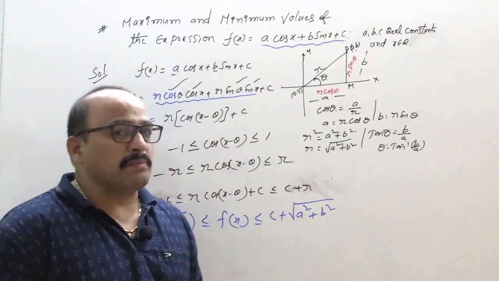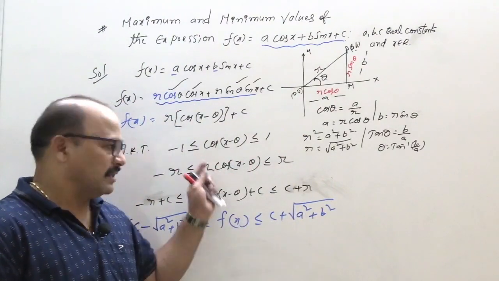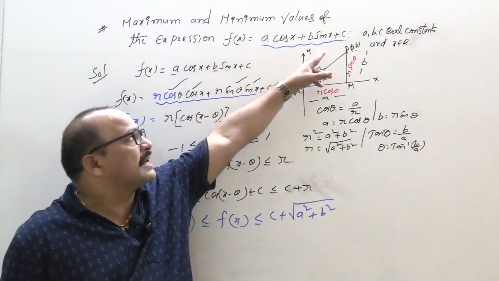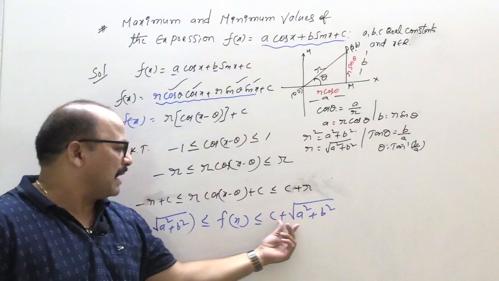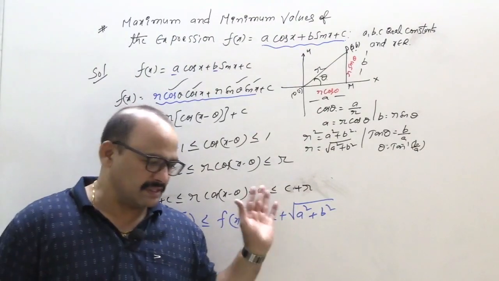Now I will tell you some more concepts. First I will do one problem based on this one, students. You should remember a cos x plus b sin x or a sin x plus b cos x, that is not the problem. So this is the maximum value, this is the minimum value, okay. Remember all of you, students.